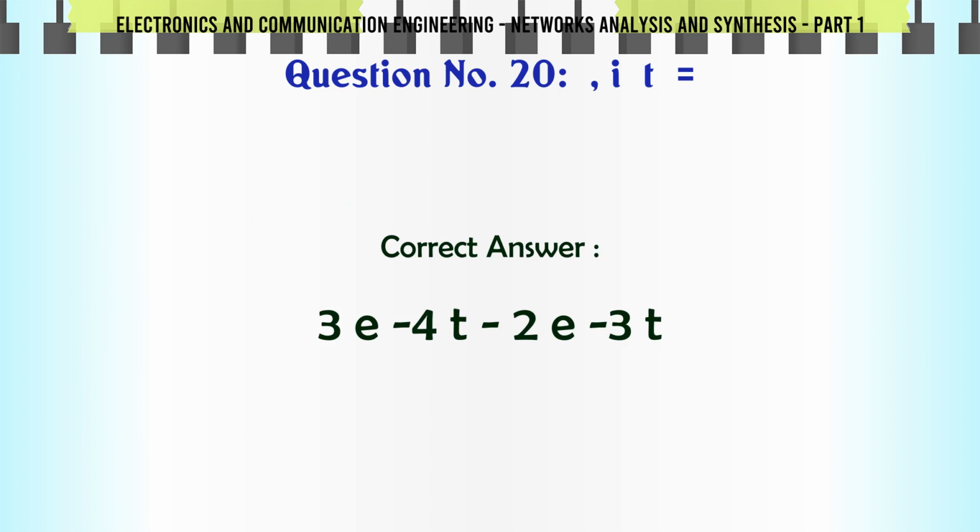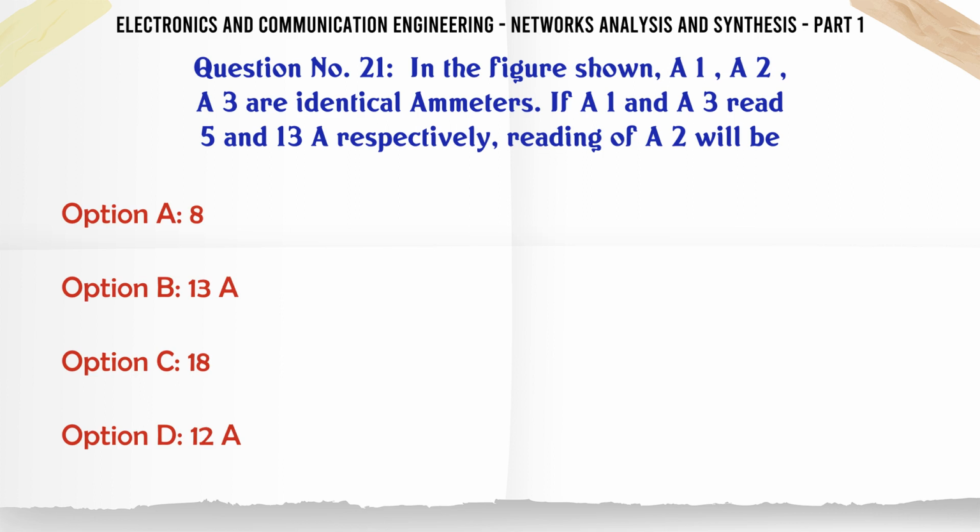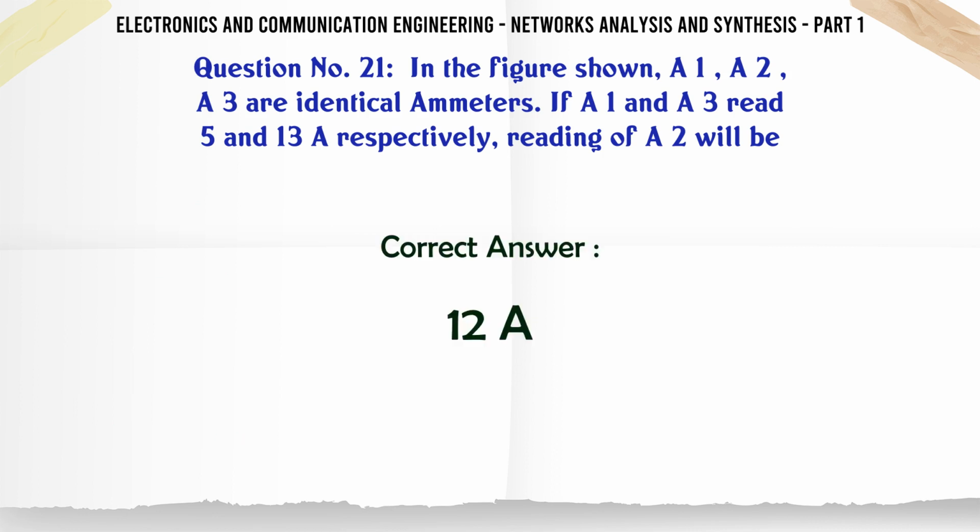The correct answer is 3e^(-4t) 2e^(-3t). In the figure shown, A1, A2, A3 are identical ammeters. If A1 and A3 read 5 A and 13 A respectively, the reading of A2 will be A. 8 A, B. 13 A, C. 18 A, D. 12 A. The correct answer is 12 A.